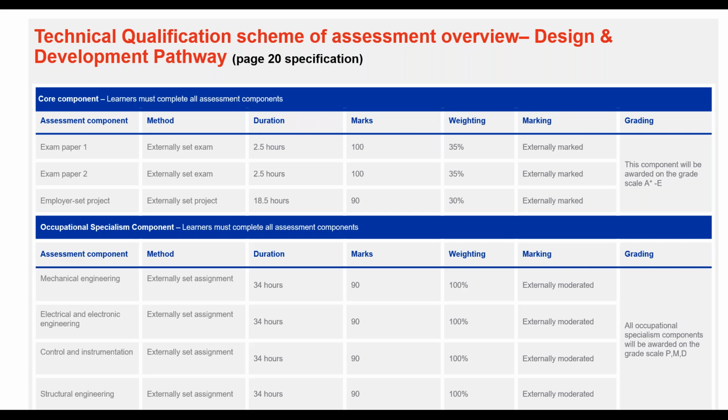So on page 20 within the handbook shows the assessment overview for the D&D pathway. This shows the breakdown for each assessment component. So for the core, it shows the 3 assessment components, the methods of assessment, the duration, marks awarded, the weighting, and also the marking and the grading. And below that shows the same title information for the OS. As you can see on screen, all the OS have got the same duration.